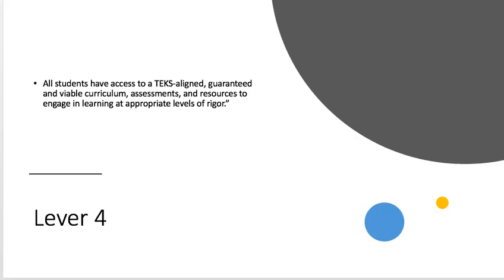In this course, we will mostly focus on lever 4, which is described as all students have access to a TEKS-aligned, guaranteed and viable curriculum, assessment, and resources to engage in learning at appropriate levels of rigor. Because it's impossible to separate the other levers from lever 4, we will briefly discuss them and how they align with lever 4.